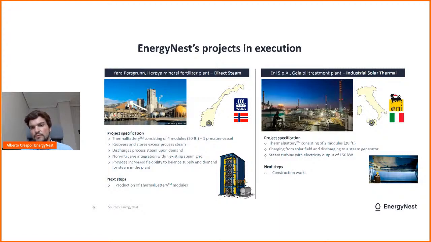The other project, on the right-hand side, is the industrial solar thermal project we have with Eni in Sicily. It consists of two thermal battery modules that are charged with the solar fields that Eni has at the refinery. This heat is used to produce steam to run a steam turbine for on-site electricity consumption. The modules have already been delivered to the client, and the next step is the actual construction and integration works.